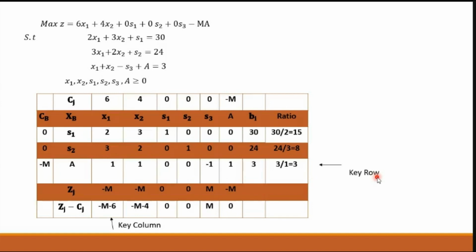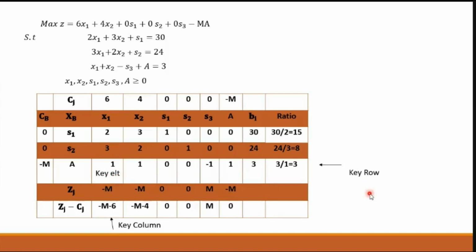The intersection of key row and key column will be called the key element. Okay, so this is the key element. Now here the key element is equal to 1. If it was not equal to 1, then you divide the entire row by that particular value to make the key element equal to 1. So here it is already equal to 1.